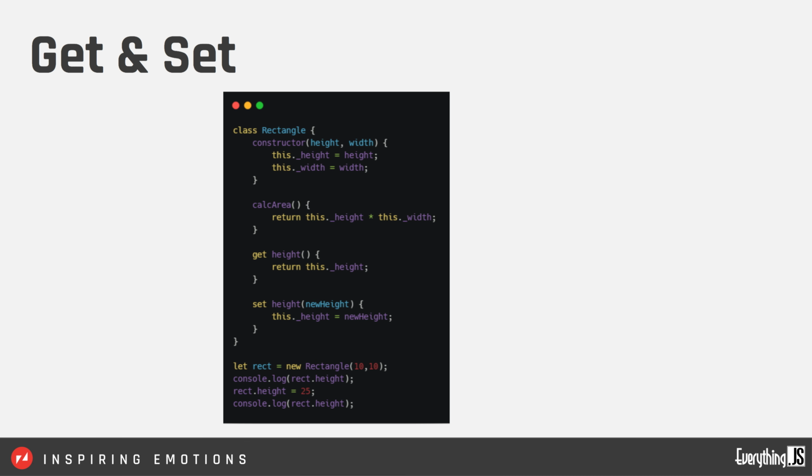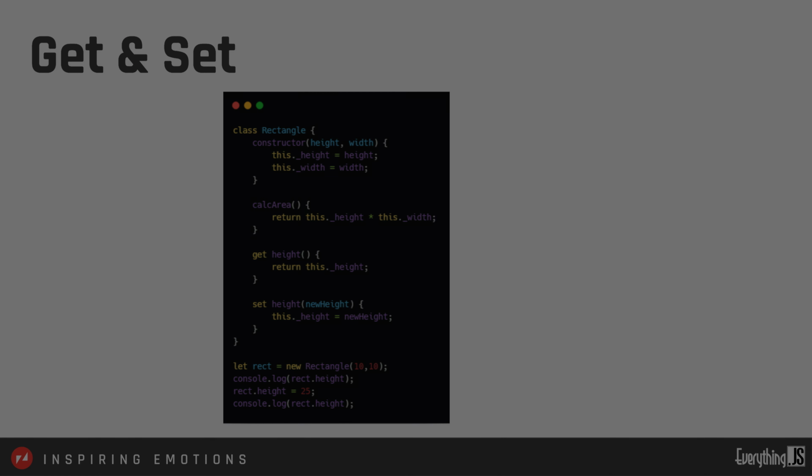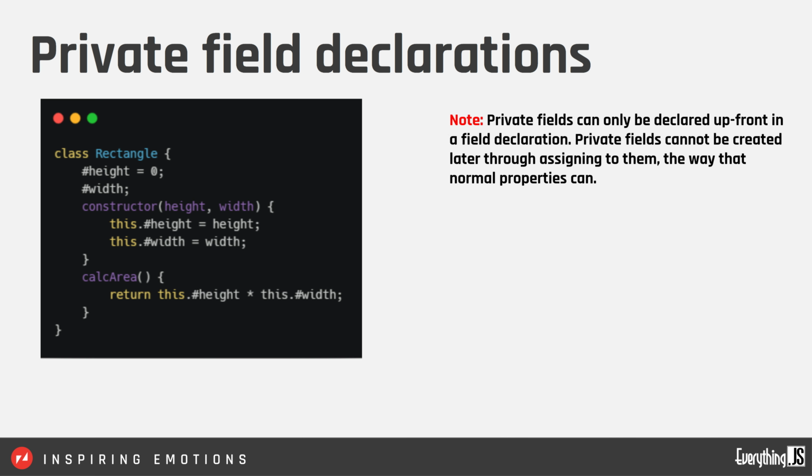Same like in the other object-oriented languages, we have getters and setters in ES6 classes by using the get and set keywords. So pretty obvious, what is the output from this? 10, 25. Yeah, it's pretty straightforward. 10, 25. All right.